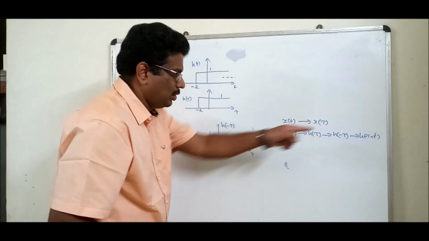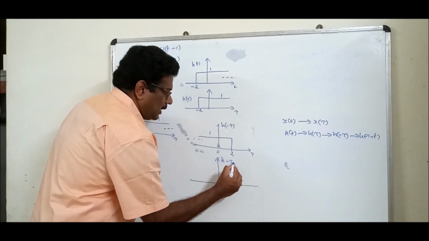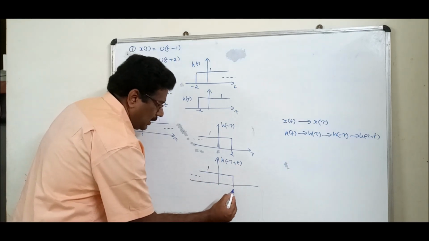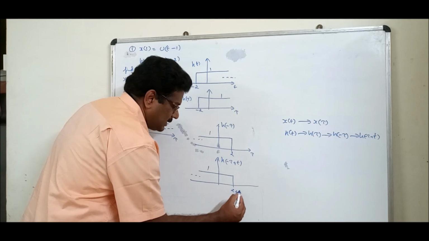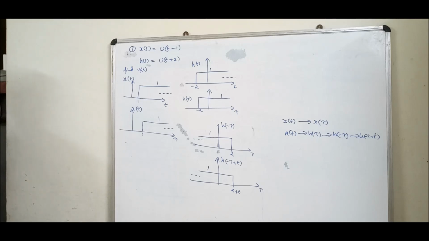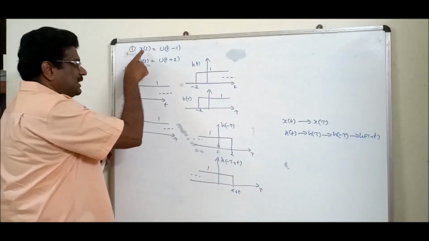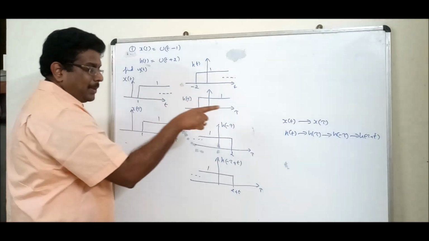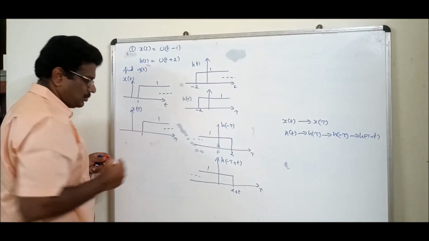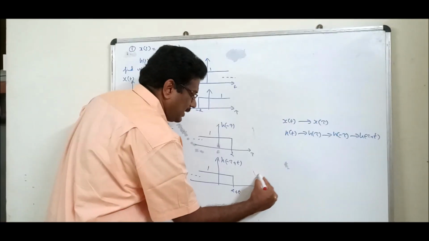What is the last work you should do? Let us generalize. H of minus tau plus t. What is that I told you? Draw the same signal. Just add t. This is the preliminary work. Given signal x of t, as per my requirement, I need x of tau. Given signal h of t, now I need h of minus tau plus t.